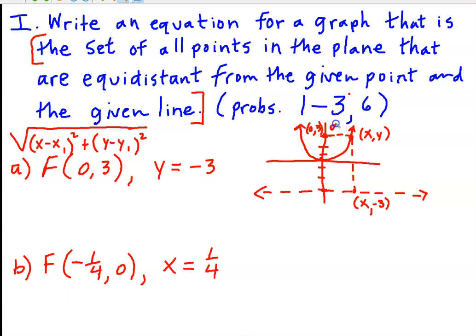So let's just say, for sake of example, that's distance 1 and this is distance 2. So distance 1 would be found by doing the square root of, I'm going to do the two x's, x minus 0, quantity squared, plus, now I'm going to do the y's, y minus 3, quantity squared. Okay, that's distance 1, and now I'm going to let that equal distance 2.